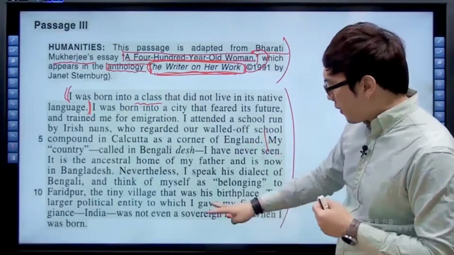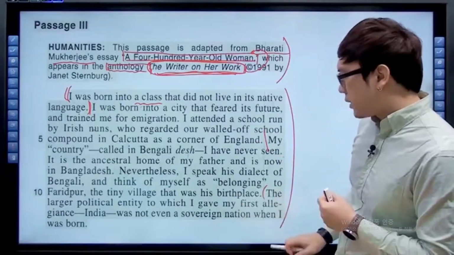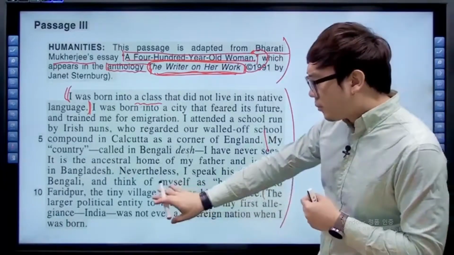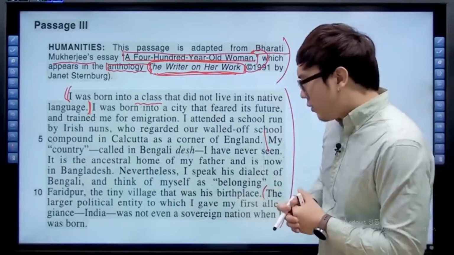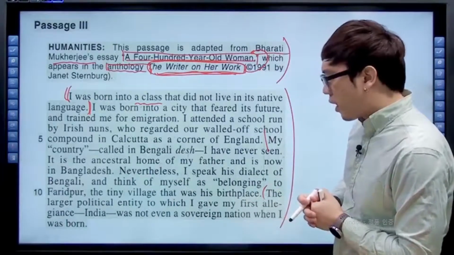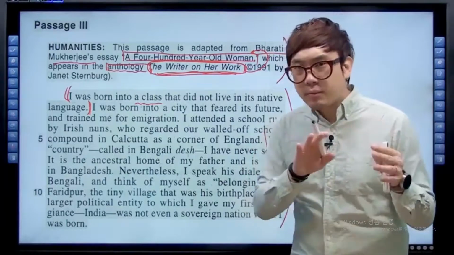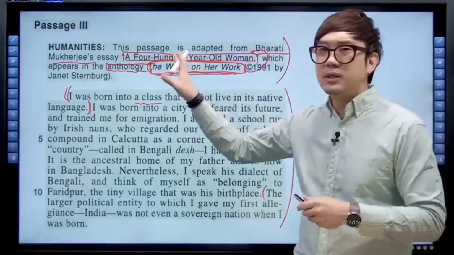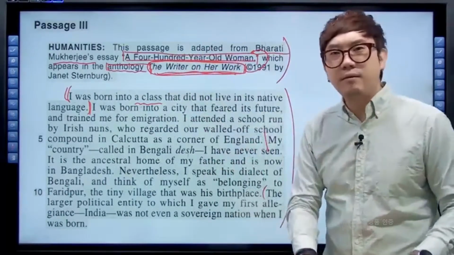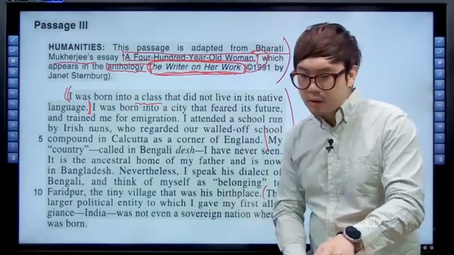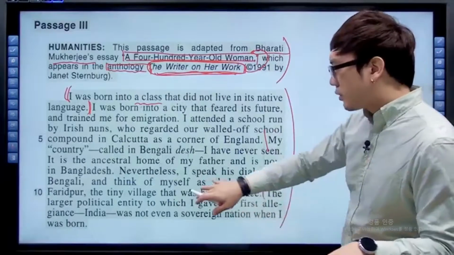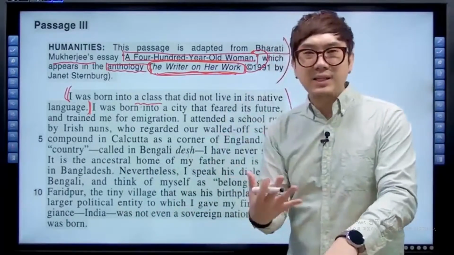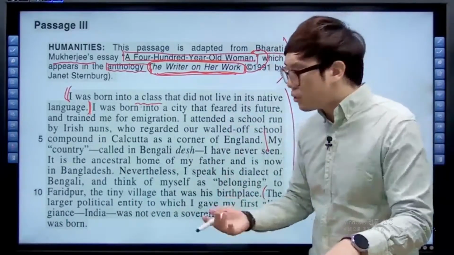And then we're going to read the last sentence. It says, "The larger political entity to which I gave my first allegiance, India, was not even a sovereign nation when I was born." So we can pretty much say that she is descended from India or somewhere close to that region, because the political entity she gave her first allegiance to was India.